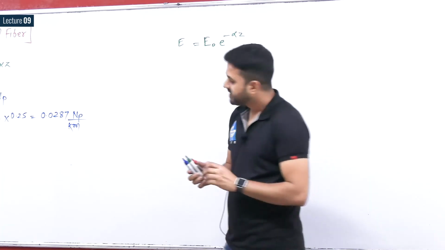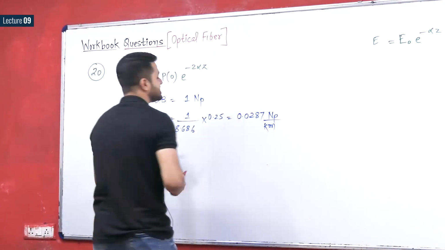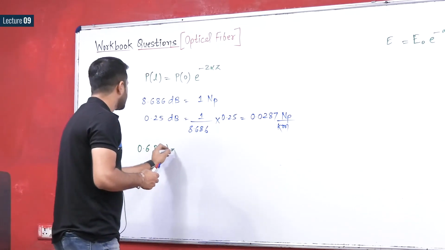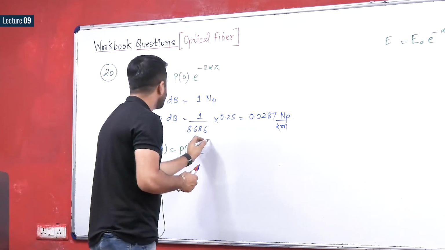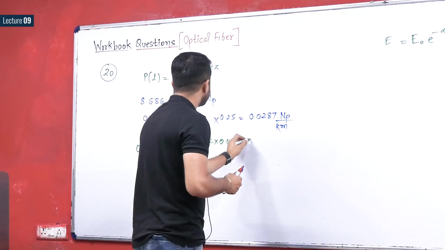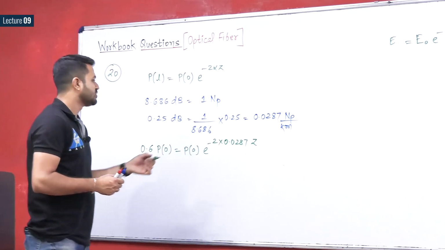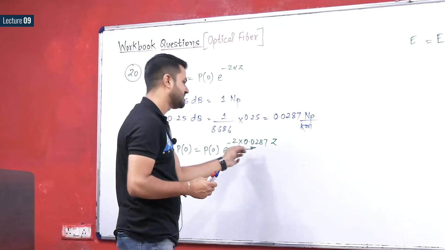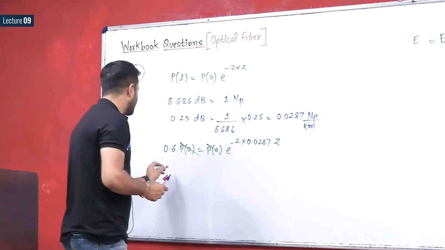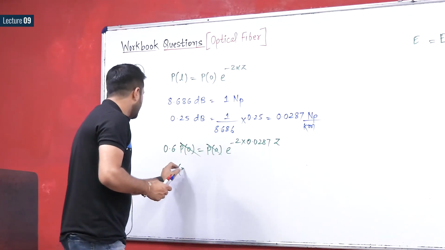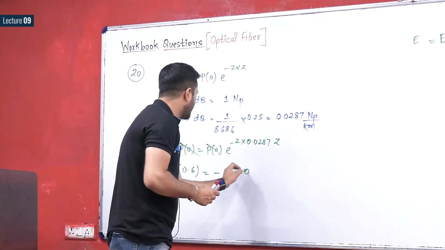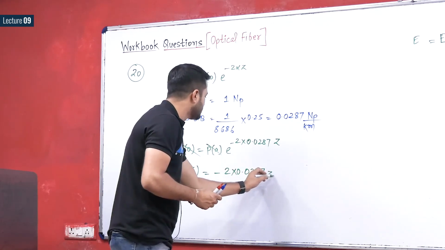And what would be the power? The power is reduced by 40%, so 60% of the power will be left. So 0.6 P of 0 equals P of 0 e to the power minus 2 alpha z, with alpha 0.0287 Napier per kilometer and z in kilometer, so the kilometer gets cancelled. P of 0 will get cancelled, and if I take the natural log, then ln 0.6 is equal to minus 2 into 0.0287 into z.